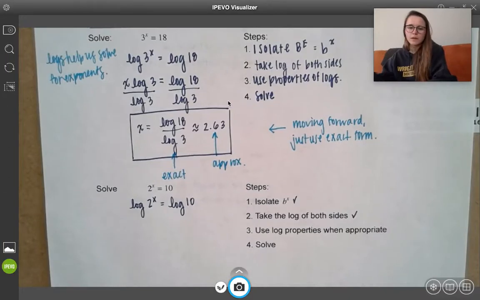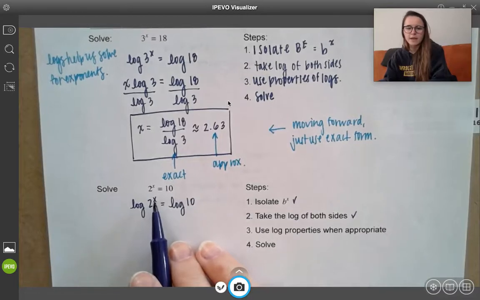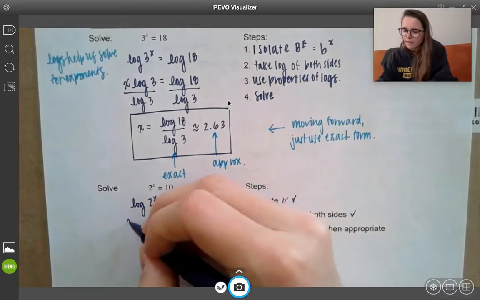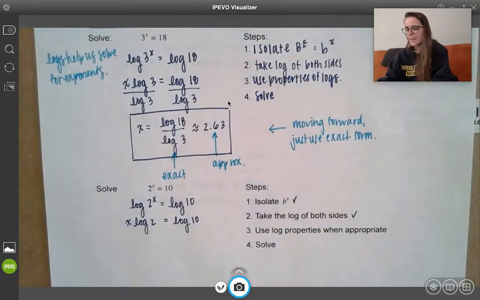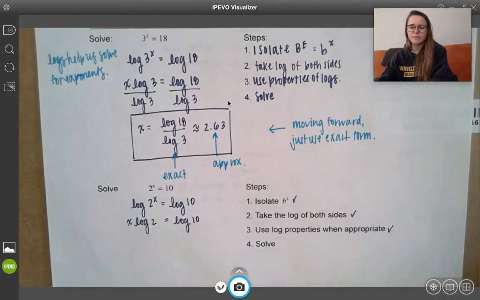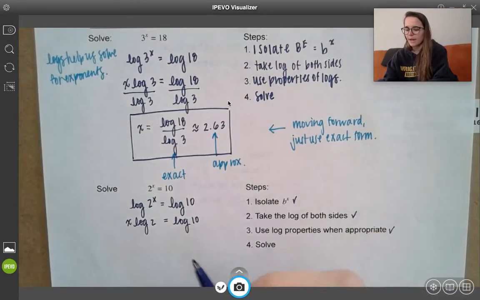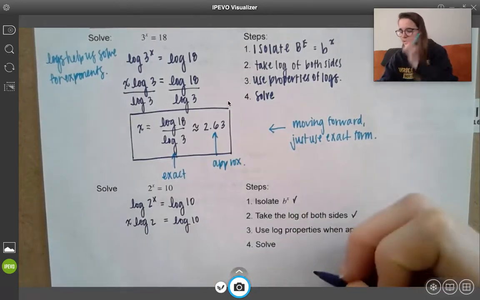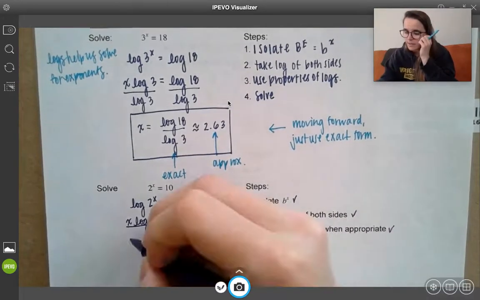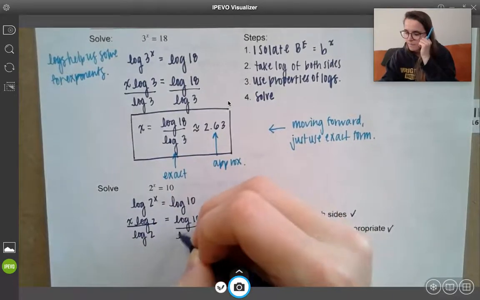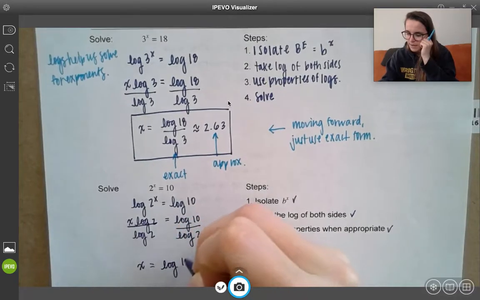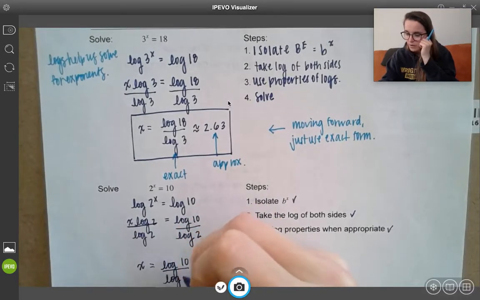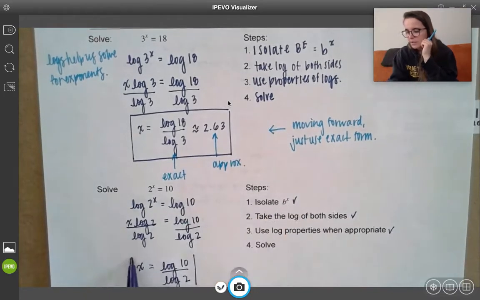Done. Then we're going to use our log properties. So I have log of 2 to the x. Because I have that exponent, I can move it out to the front. So I have x log of 2 equals log 10. There's no more properties for us to use. Now we solve by isolating our x. So we're going to divide by log 2. And so we get x equals log 10 over log 2, right? And because we're leaving exact, we'll leave it just like that.